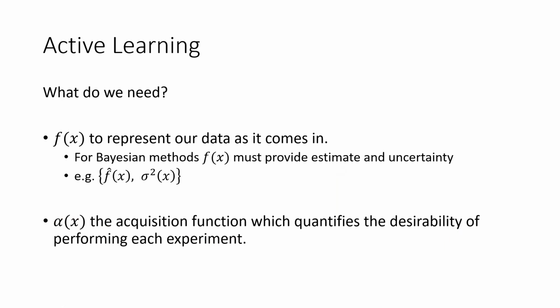So to do active learning, we basically need 2 things. We need a function to represent our data as it comes in, and preferably we want something that provides both an estimate and uncertainty in its prediction. And of course, here we can use our Gaussian processes, because this gives us a prediction of the estimate and uncertainty. We also need an acquisition function, which quantifies the utility or the desirability of performing each of the next experiments.